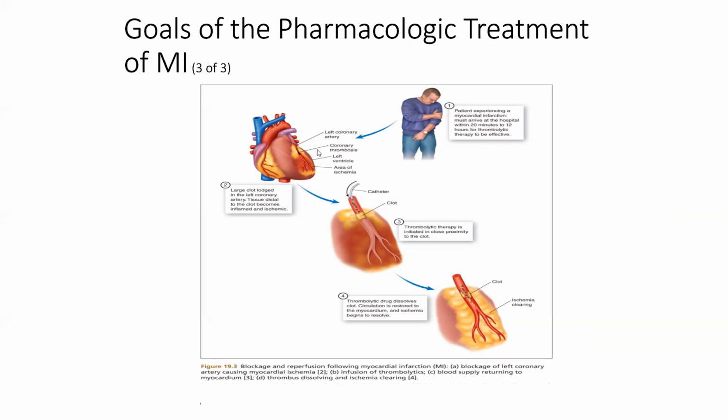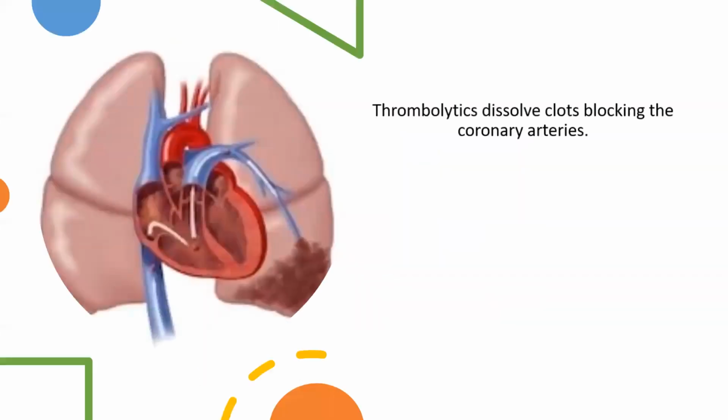Then if that has happened, the large clot is lodged in the left coronary artery, and tissue distal to the clot becomes inflamed and ischemic. Thrombolytic therapy is to be initiated in close proximity to the clot, and then the thrombolytic drug will dissolve the clot, circulation is restored to the myocardium, and the ischemia begins to resolve. This is how the whole treatment is explained.